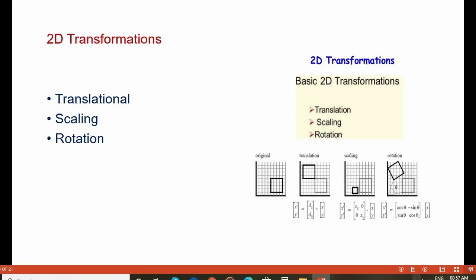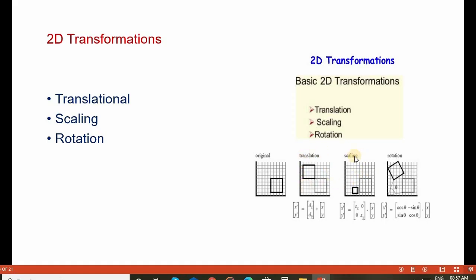So we know that there are two-dimensional transformations. There are three processes: the translation process, scaling process and rotation process. These are the basic 2D transformations. This figure shows the original image or object. The second figure shows the process of translation. That means the coordinates of the image or object can be translated into another coordinate system. This process is called translation.